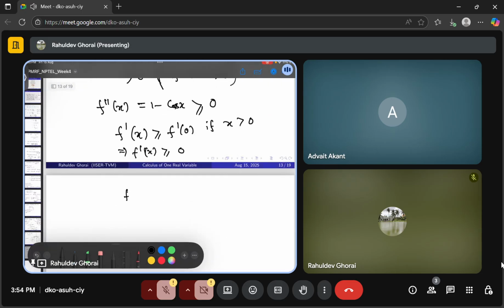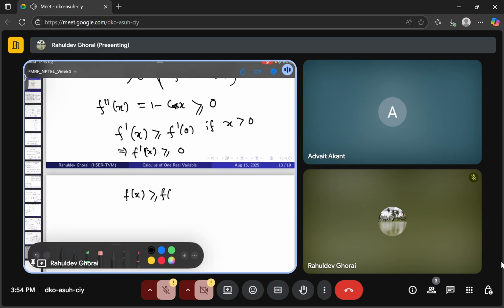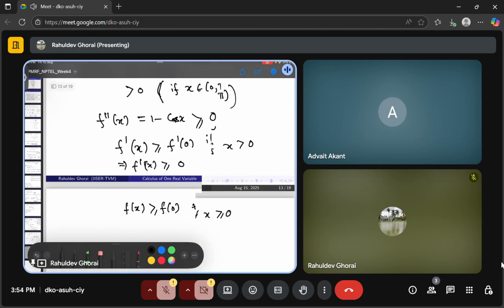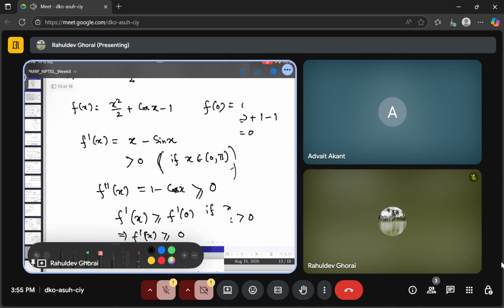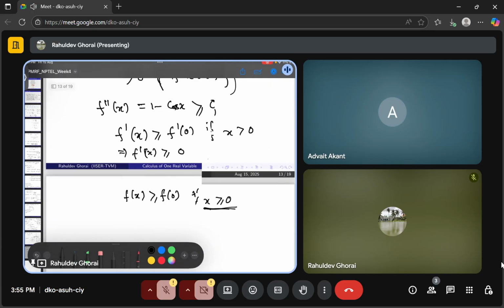f prime x greater than 0 means f(x) is greater than or equal to f(0) for all x greater than or equal to 0. And what is f(0)? f(0) will be 0, because f(0) is 0 squared by 2 plus cos 0, which is 1, minus 1, that is 0. So that's how you get f(x) is greater than or equal to 0 for all x greater than or equal to 0. Yes, right.